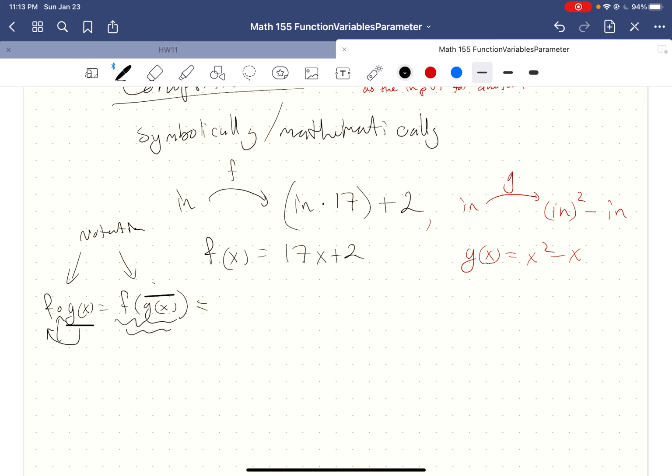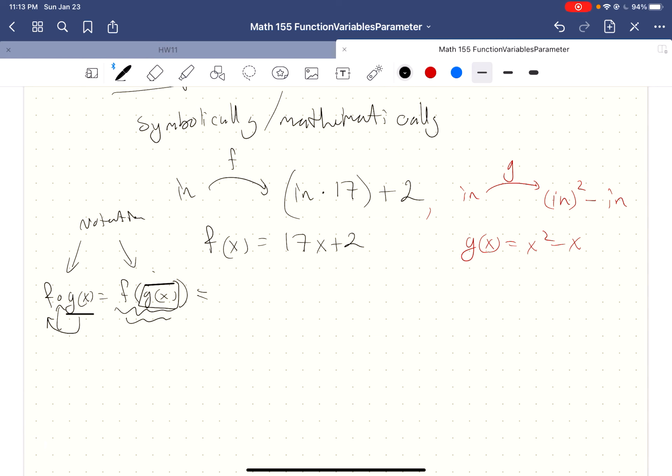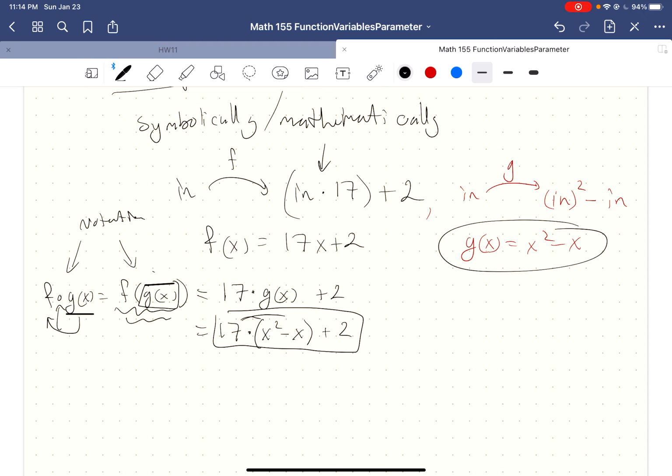So, okay, what is my input for f in this case? And the answer is it's g of x. What does f do to an input? Well, it takes 17 and multiplies it by that input, and then adds 2. So in this case that's 17 times, and now g of x, so x squared minus x, and I want to put that in parentheses because that 17 is going to have to distribute, and I don't want to make an error, plus 2. So this function here is f of g of x. I took the output of g, and I used it as the input for f.